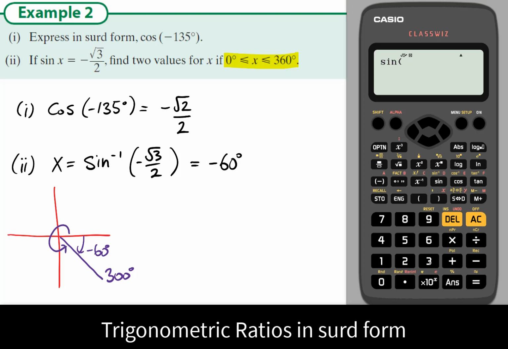We could check this using the calculator. So if I write sine 300 degrees, is it true that this is negative root 3 over 2? And we see it works. So that's one of the answers.